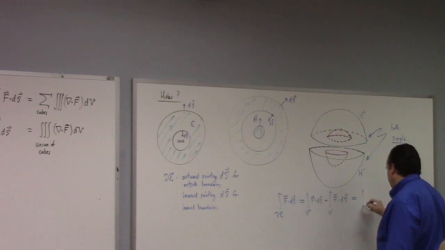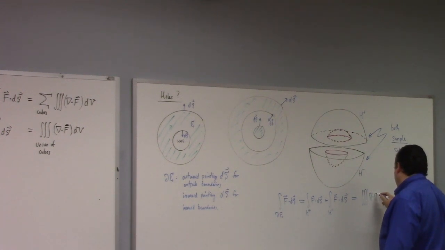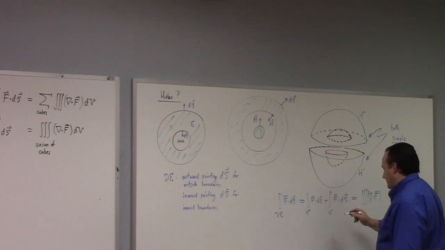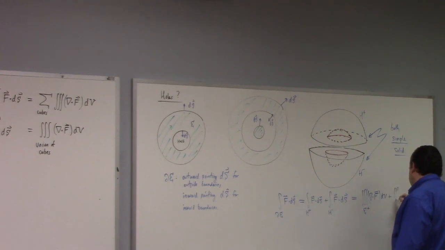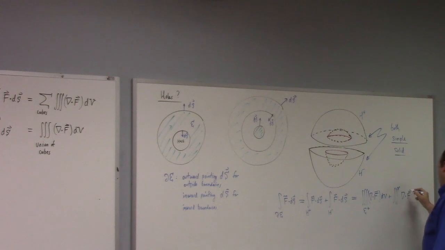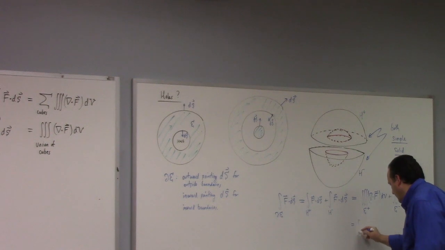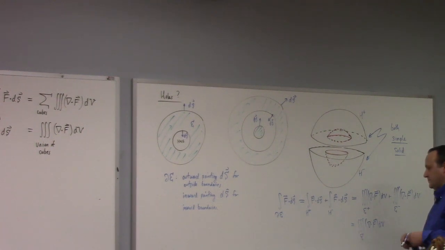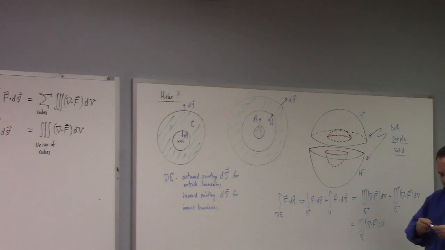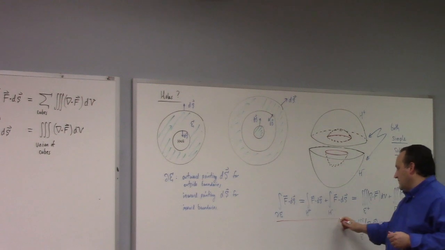On the other hand, this is the triple integral of the divergence along, let's say, E plus, and then plus the integral of the divergence along E minus, right? And then, of course, that's just the triple integral of the divergence over the whole thing. The most interesting aspect of this calculation is this right here.